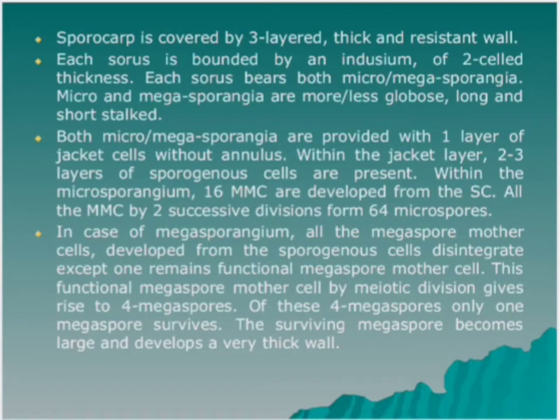In case of the megasporangium, all the megaspore mother cells developed from the sporogenous cells disintegrate except one, which remains as the functional megaspore mother cell. The functional megaspore mother cell by meiotic division gives rise to 4 megaspores, and of these 4 megaspores only one survives. The surviving megaspore becomes large and develops a very thick wall.